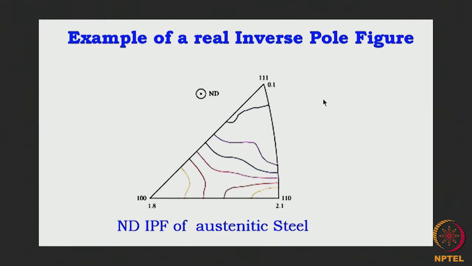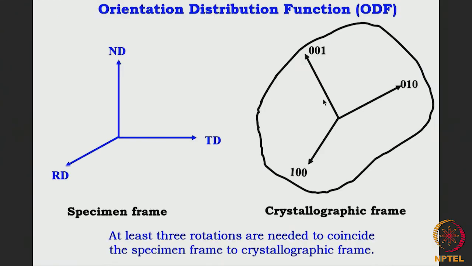Now, we come to the third method of representing texture. It is called the orientation distribution function, or ODF method. In this method, the way we represent texture, or the way we represent an orientation, is completely different from what we have known up till now.